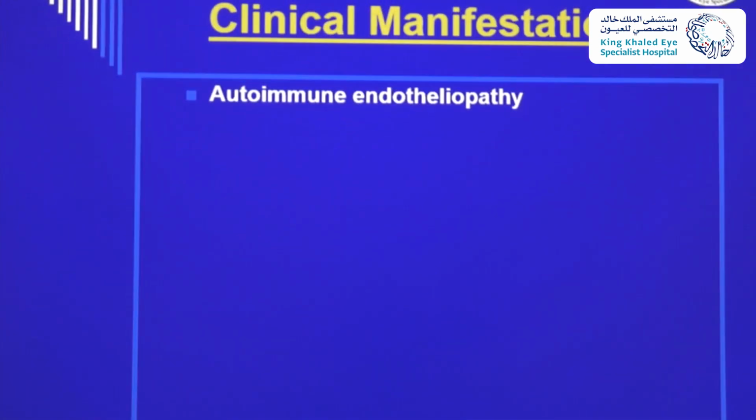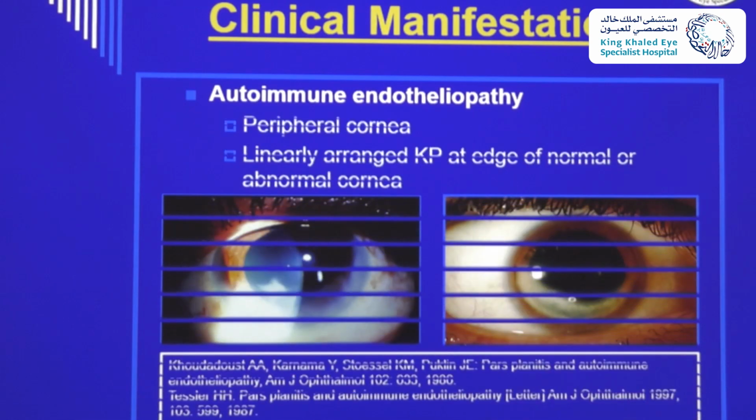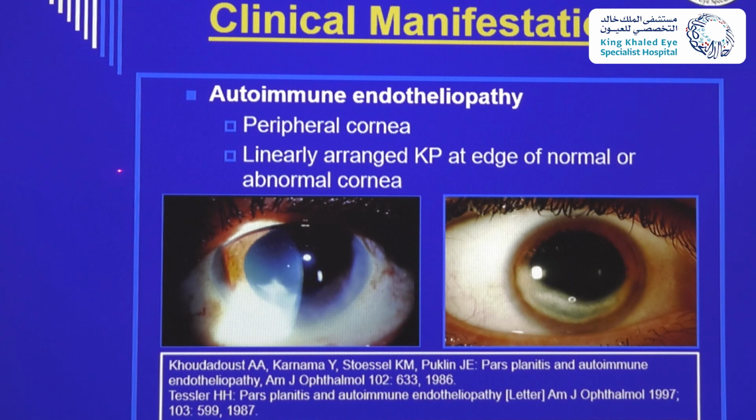There is an entity called an autoimmune endotheliopathy. This is very rare, but you can see it in the peripheral part of the cornea, as you see here. It is located as linearly arranged KBs at the edge of normal or abnormal cornea, like what we see here. We call it Hudodist type of endotheliopathy.